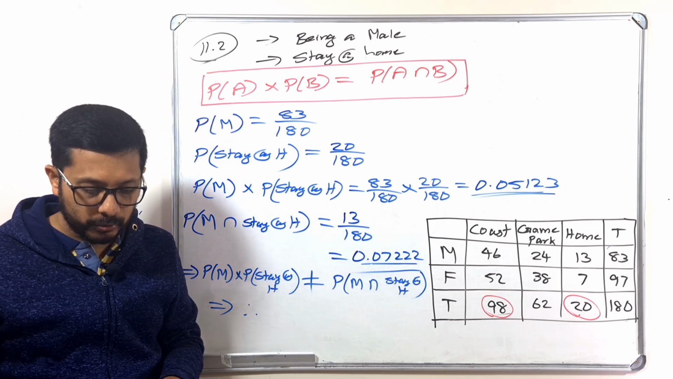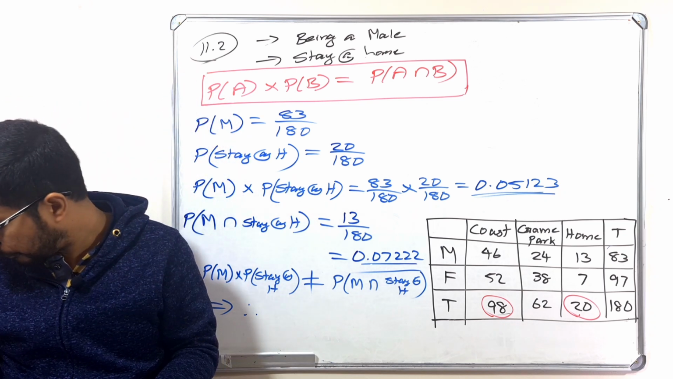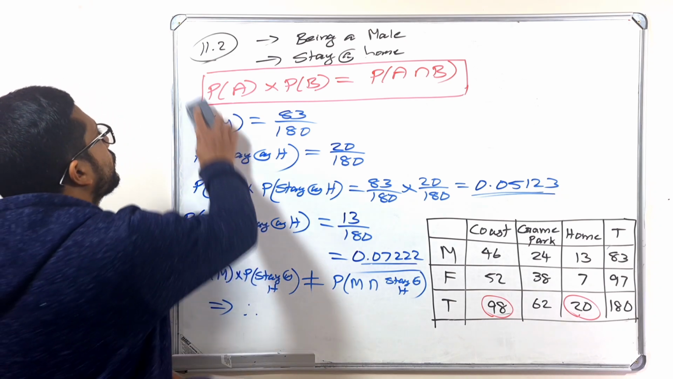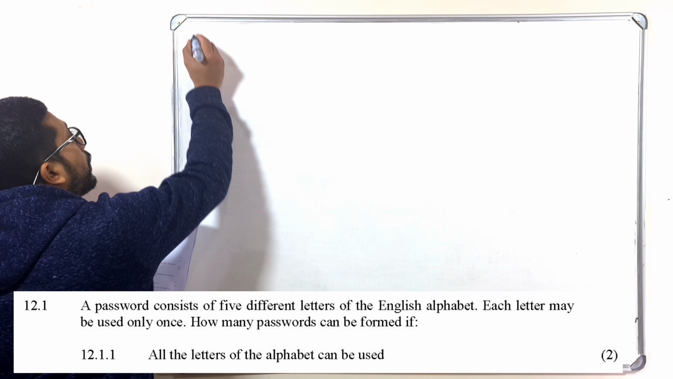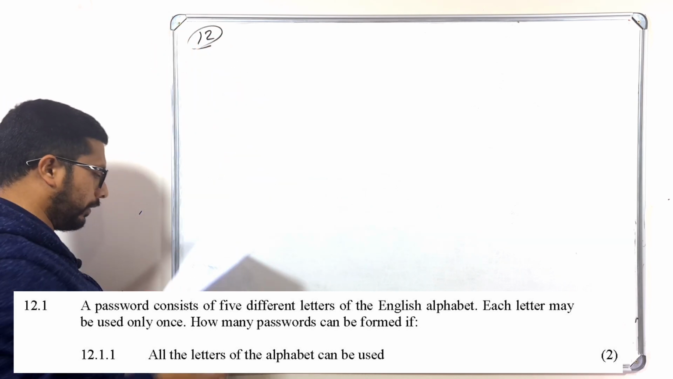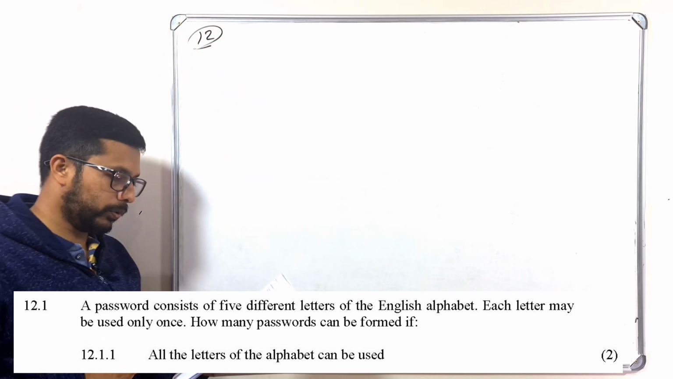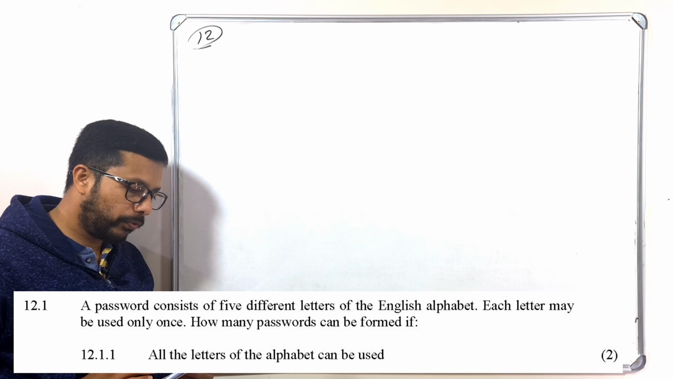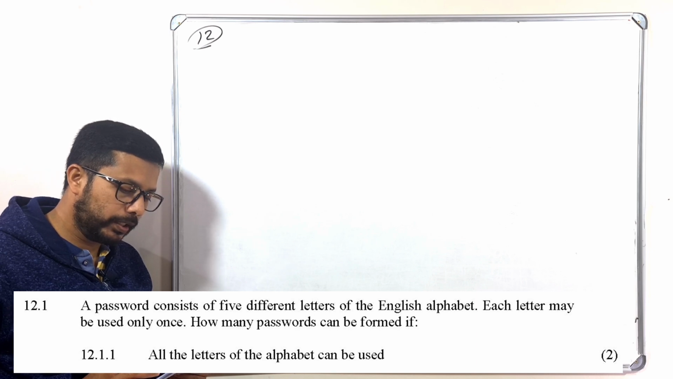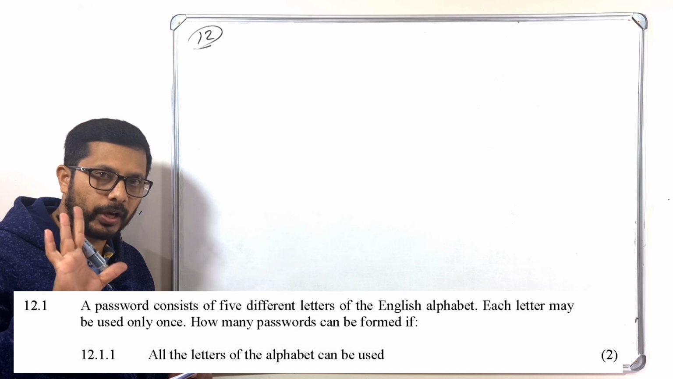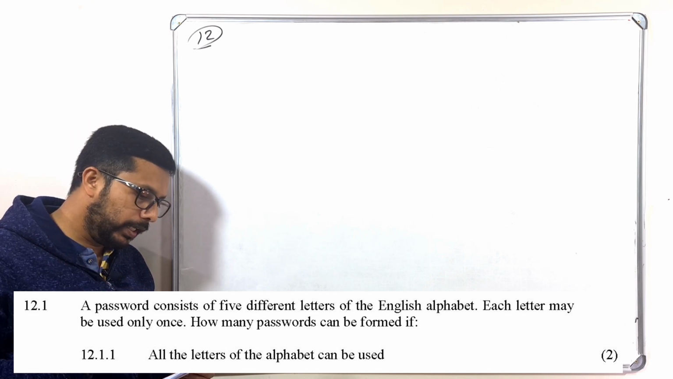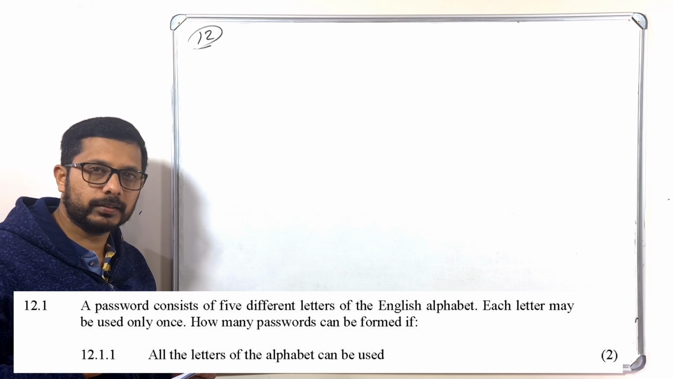Now let's move to question number 12. Look at that question. A password consists of 5 different letters of the English alphabet. How many letters in that password? 5 letters. Okay, each letter may be used only once.